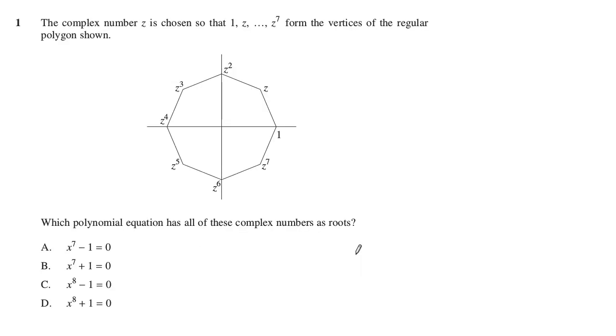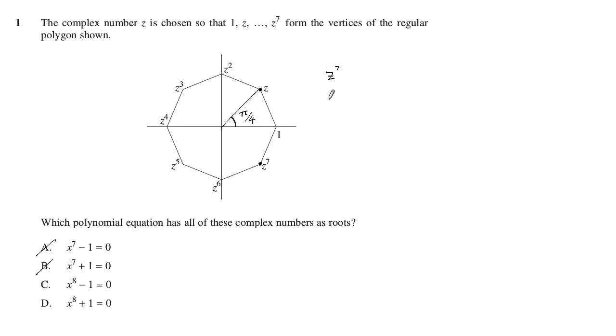Question 1. Okay, so to find out which one of these equations is true for all these points, we could just pick one of the points and see which equation works for it. So I might pick x equals z. Now that has an argument of 45 degrees, or pi on 4. So we could work out x to the 7 if x is z. Well, we actually already have that on the diagram. It's down here. So that minus 1 or plus 1 isn't going to be equal to 0, so you can see that neither of those equations works.